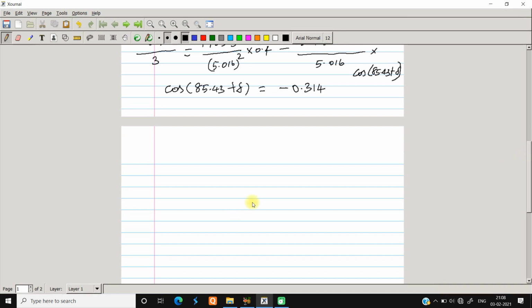So the power angle is calculated from this particular value by taking the cos inverse of this value and making this 85.43 negative on this side. So by making those calculation steps, we can find out the del value as 22.87 degrees.